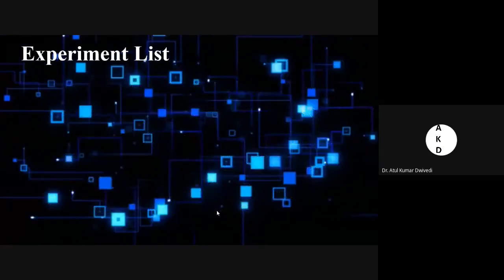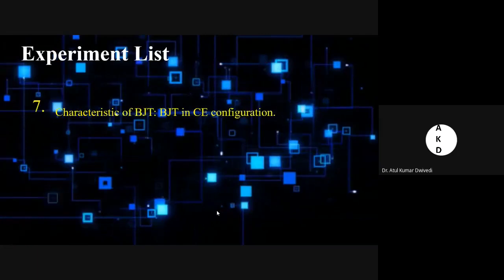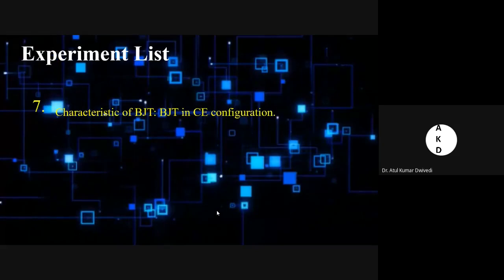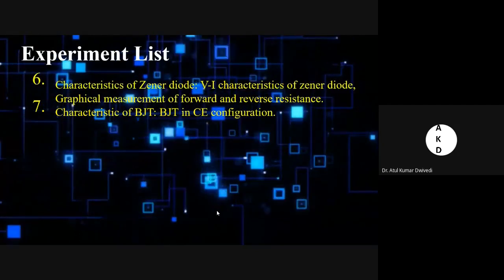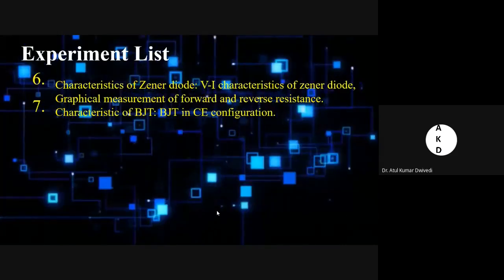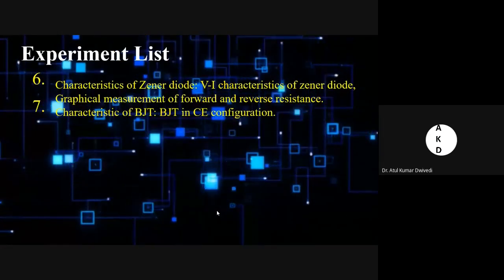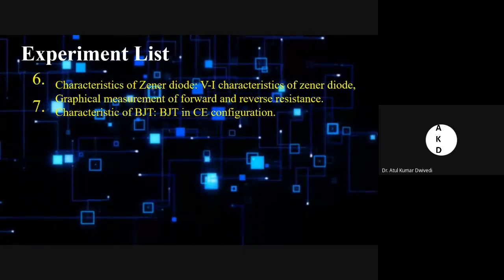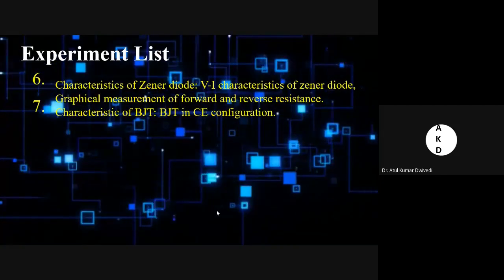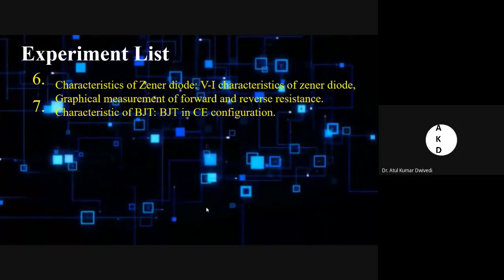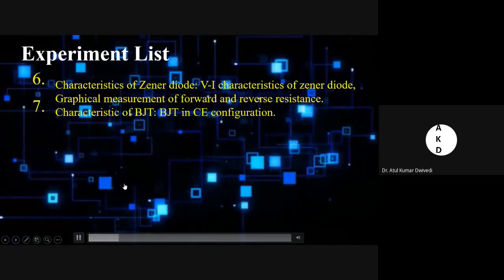And the sixth experiment, we have to do characteristics of BJT in the common emitter configuration. And the sixth is characteristics of Zener diode, the VI characteristics of Zener diode. Similar to the PN junction diode, we have to study the Zener diode. This Zener diode characteristics can be studied in the sixth experiment. And in the seventh experiment, graphical measurement of forward and reverse resistance, and the characteristics of BJT common emitter configuration.